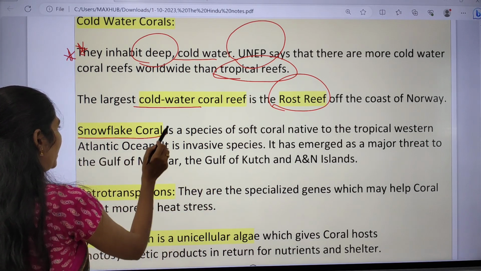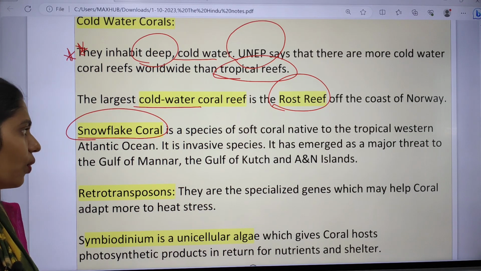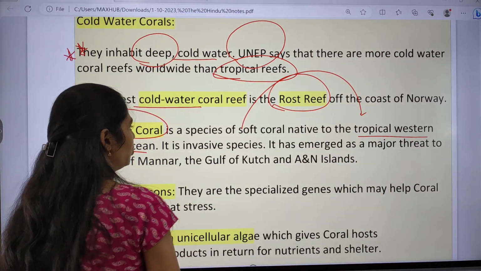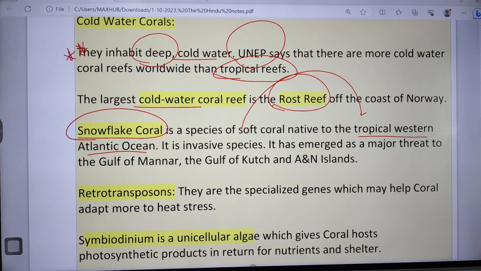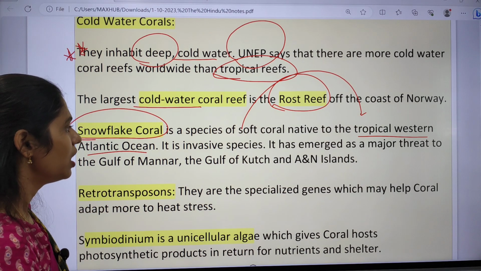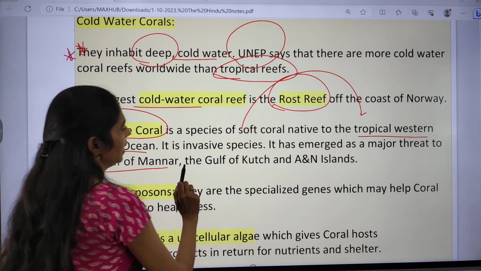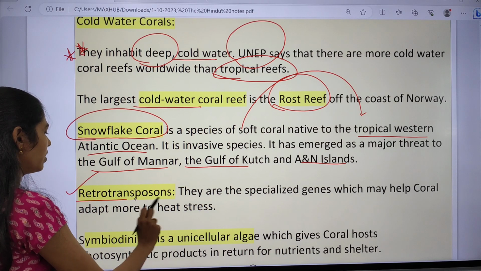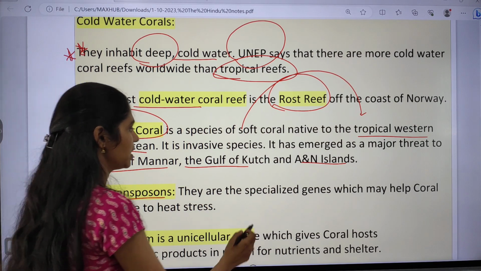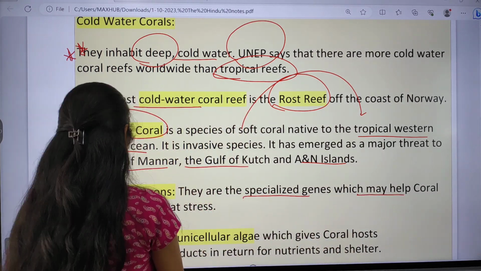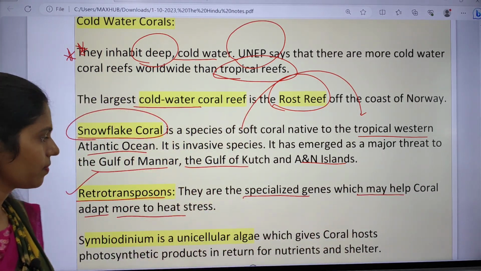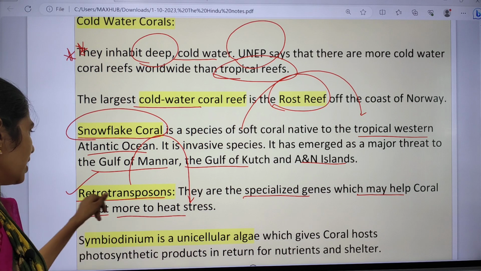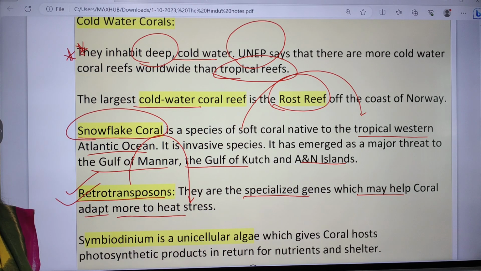And this one is snowflake coral, a species of soft coral, which is seen even in the tropical Western Atlantic Ocean. This is an invasive species which is becoming a major threat for Gulf of Mannar, Gulf of Kutch and Andaman and Nicobar Islands. And this one is retrotransposons. They are specialized genes which may help corals adapt to more heat stress. So the gene which is helping these corals resist stress is nothing but retrotransposons. So it is also very important.